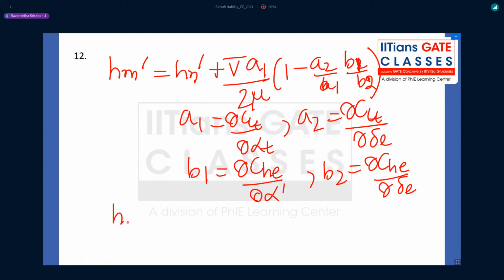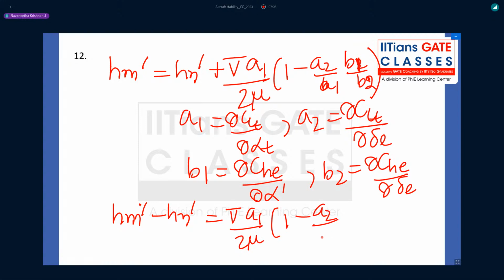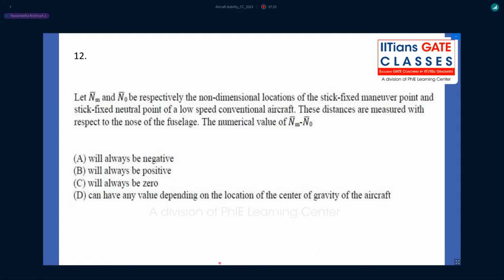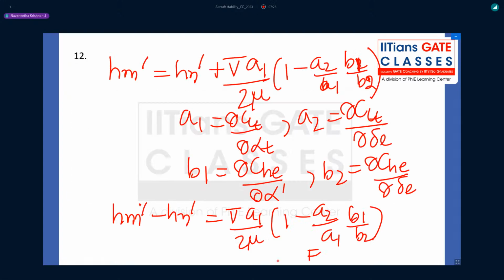The value of Hm' minus Hn' is nothing but V bar A1 by 2 mu into (1 minus A2 by A1) into B1 by B2, where this value 1 minus A2 by A1 into B1 by B2 is a free elevator factor F, which will always be less than 1. That means the overall value has become less compared to the stick fixed condition, but still it holds positive.